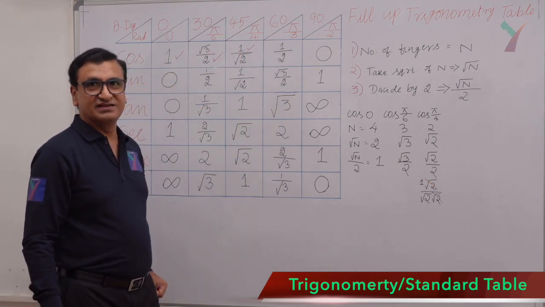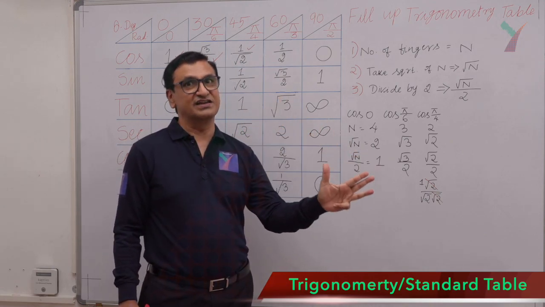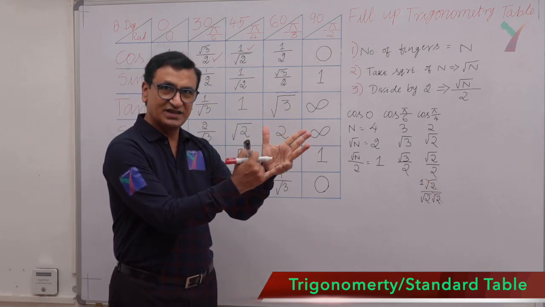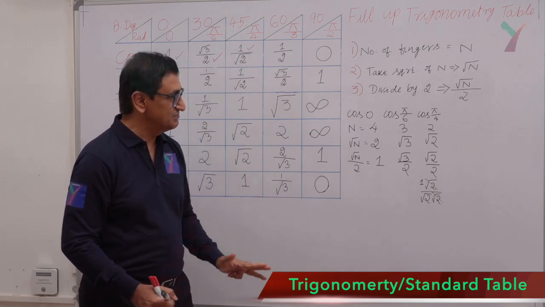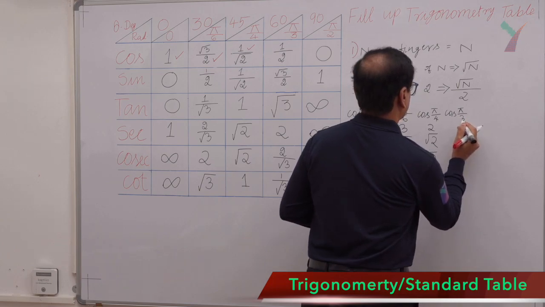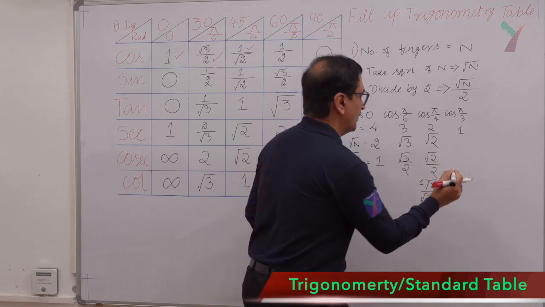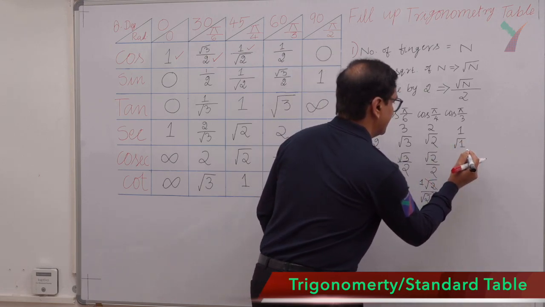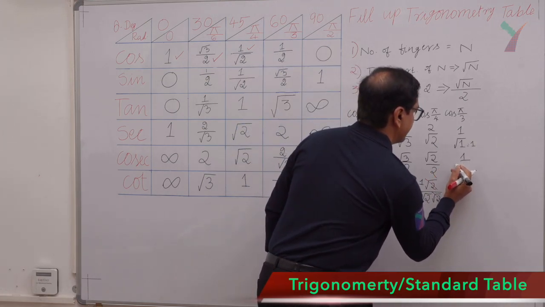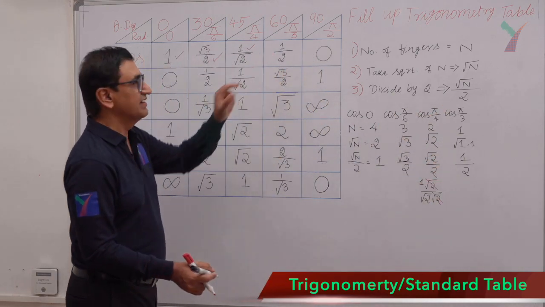Then pi by 3. The place value holder is your ring finger. So I have extended the ring finger also. So how many fingers closed? Just 1. So let us calculate this algorithm. One, square root of 1, and divide by 2. So cos pi by 3 should be 1 divided by 2. Here it is 1 divided by 2.